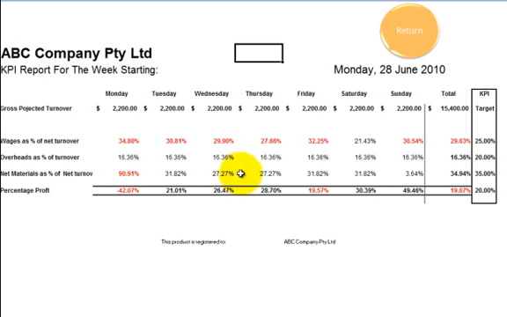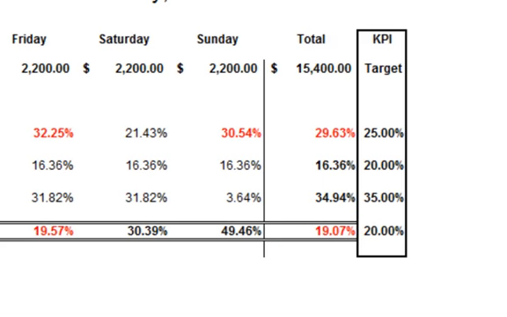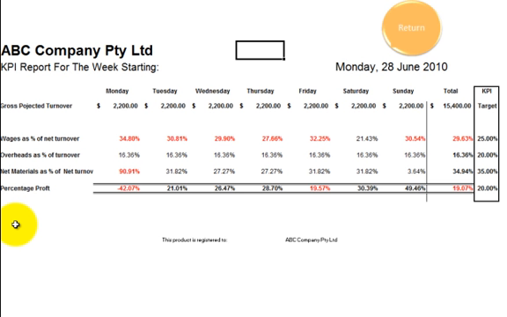Your overheads as a percentage of turnover are all okay. Your net materials, Monday we had 90%. Tuesday, Wednesday, Thursday, Friday, Saturday and Sunday were fine. And the percentage of profit didn't make the 20% by just a little bit. It was around 19%. This particular report is a great tool when you have to sit down with the manager at the end of the week and discuss what went wrong and what needs correcting.